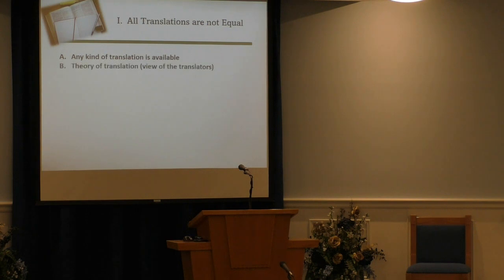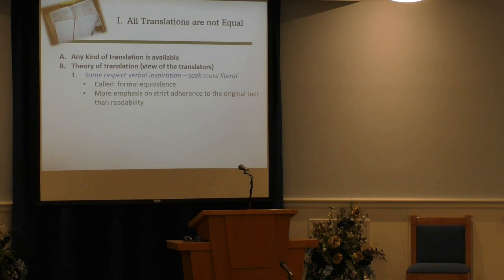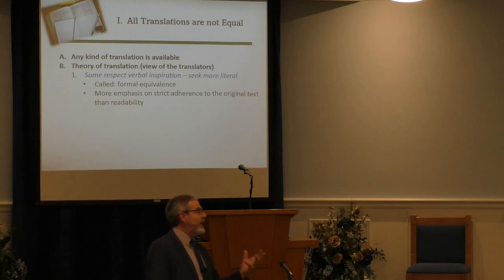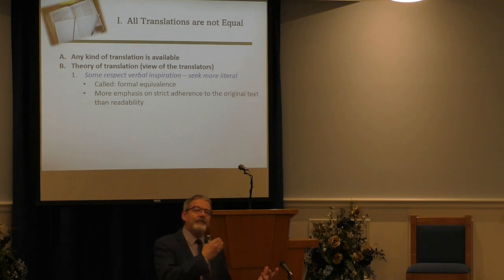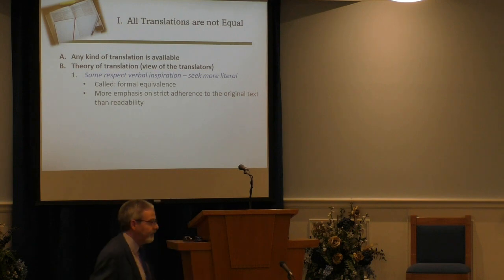Here's the second thing I want you to see about translation, the theory of translation. Now, this is what Shannon referred to a moment ago, the view of the translators. Some of them respect verbal inspiration, and they seek to make a more literal translation. That's called formal equivalence. So if you're reading about your translation and it says they held to formal equivalence, they hold to this concept. There's more emphasis on strict adherence to the original text than readability. You say, I want to be able to read it and understand it. That's great. But what I'm wanting is a text where they translate it. If I have to study to figure out what it says, I want to know exactly what the Lord said. That's formal equivalence.